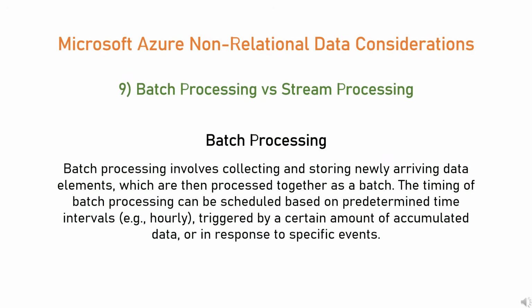Batch processing versus stream processing. Batch processing. Batch processing involves collecting and storing newly arriving data elements, which are then processed together as a batch. The timing of batch processing can be scheduled based on predetermined time intervals, triggered by a certain amount of accumulated data, or in response to specific events.